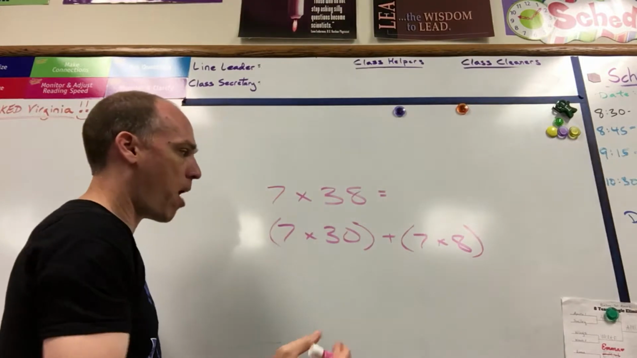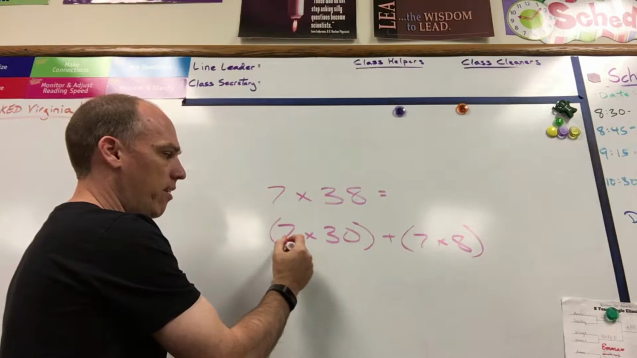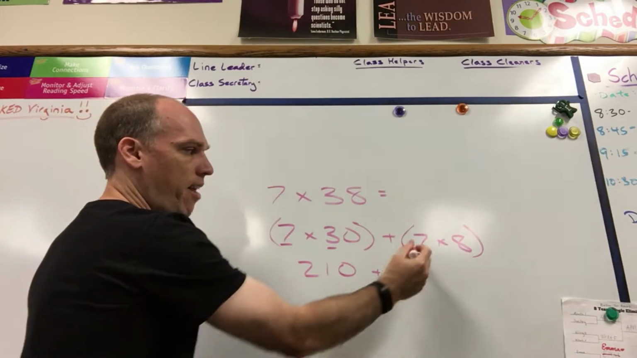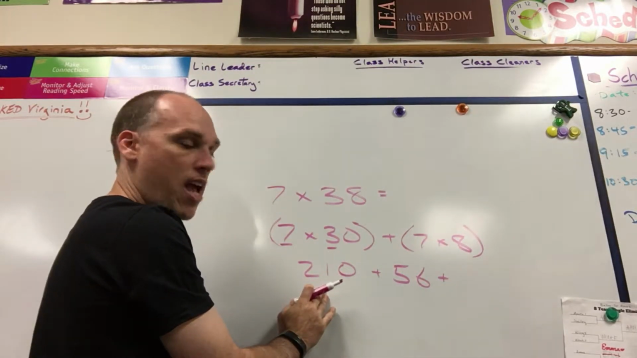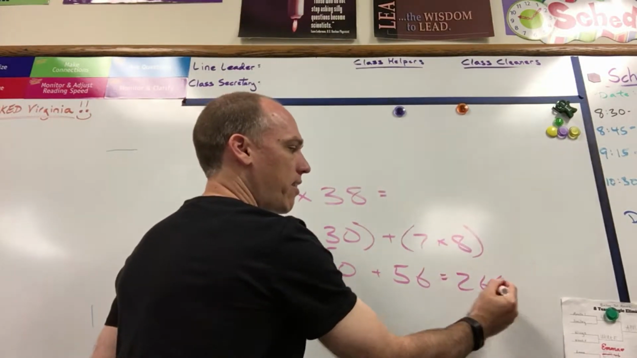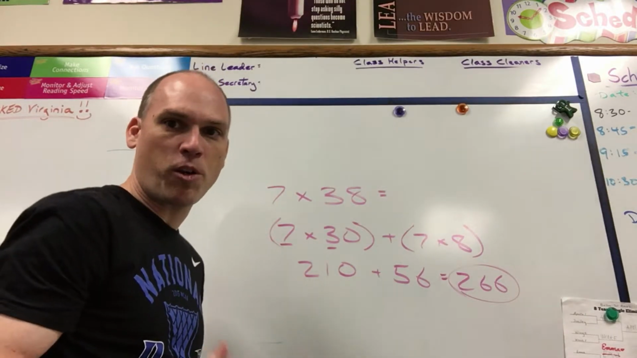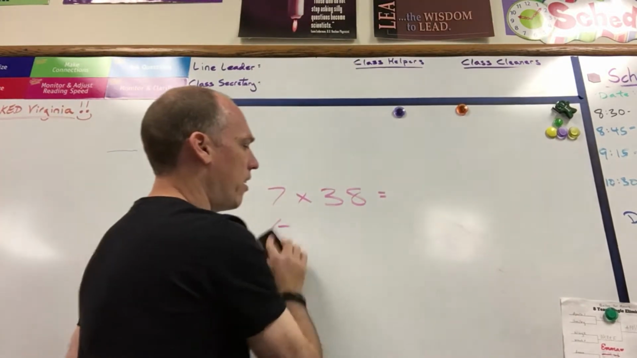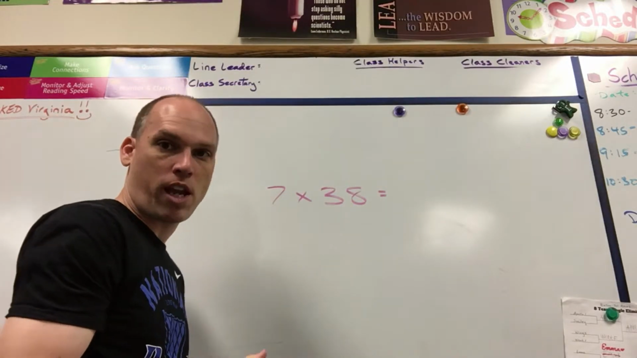And you could solve the problem by solving these problems and adding them up. 7 times 30, 7 times 3 is 21, and we can add the 0. 7 times 8 is 56, and 210 plus 56 equals 266. Okay? I want you to see that when you're multiplying whole numbers using the standard method, you are using the distributive property, but it's just a shorthand method.